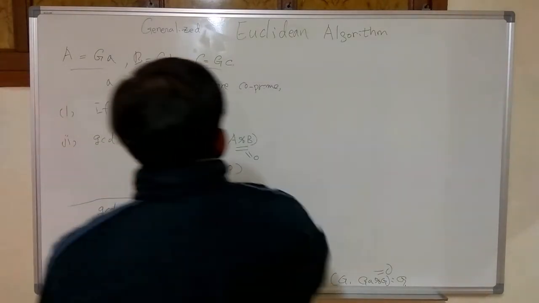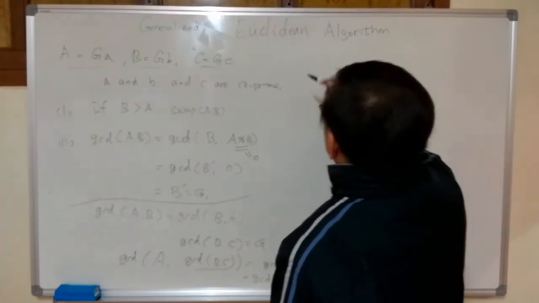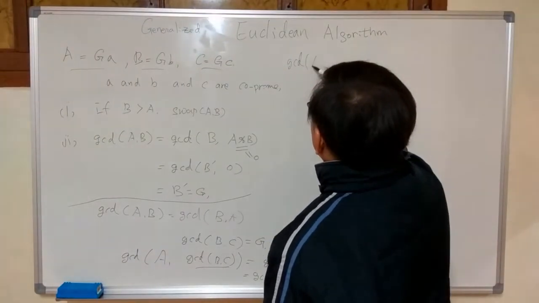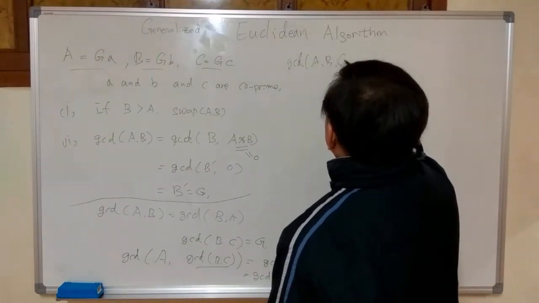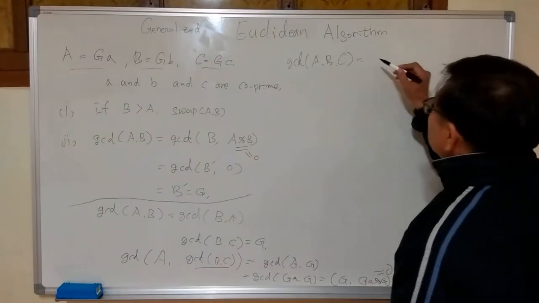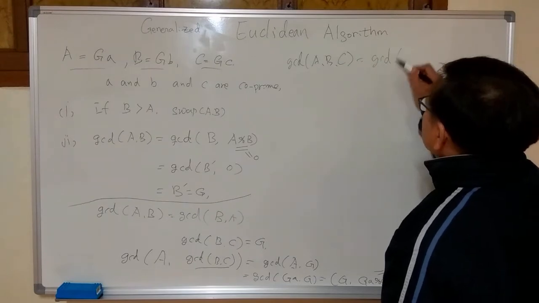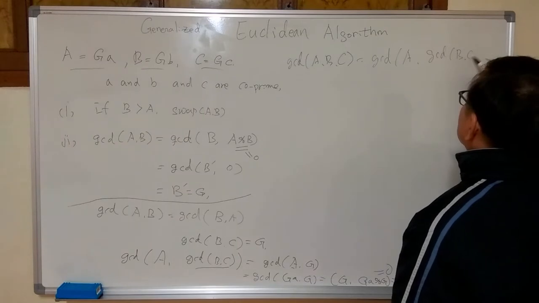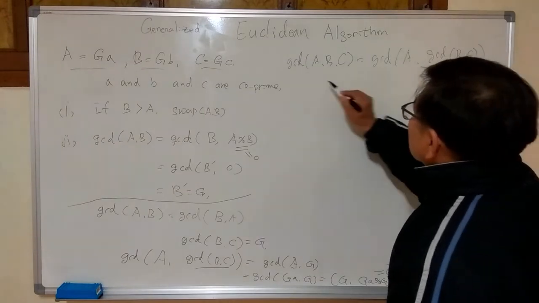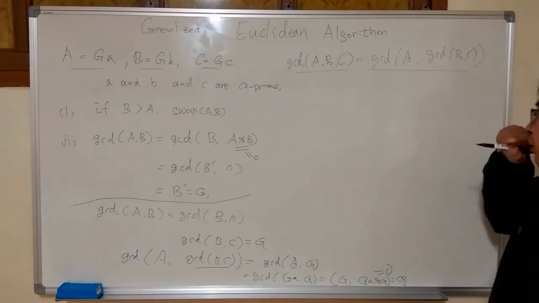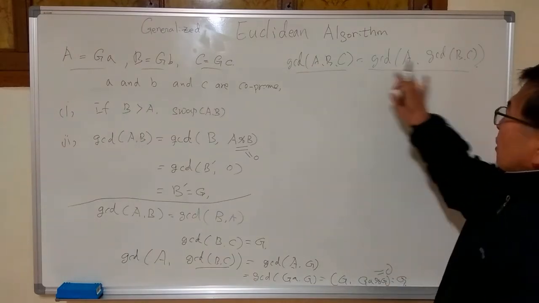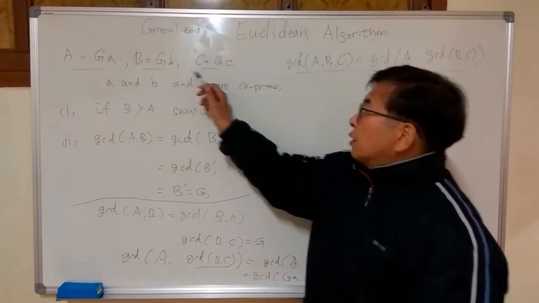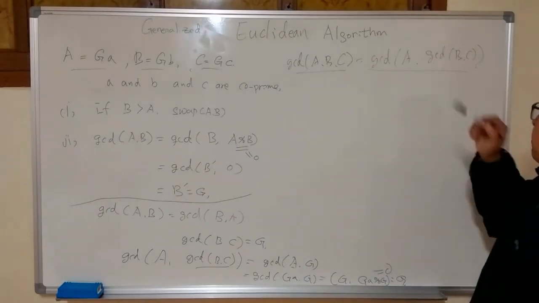So if I generalize it for three numbers, GCD of A, B, C equals GCD(A, GCD(B, C)). This is the way we calculate three numbers. The greatest common divisor of three numbers would be calculated this way.